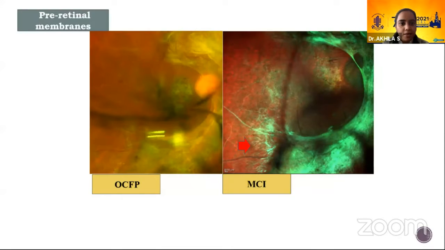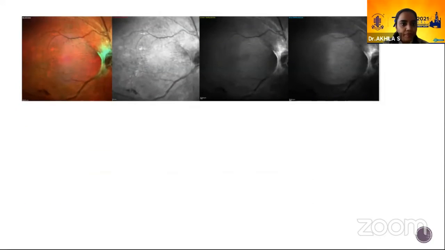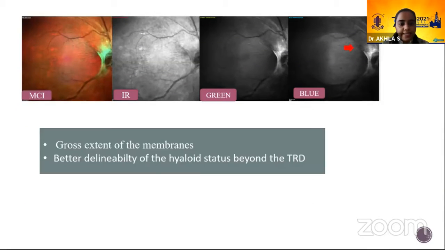We can see that the preretinal membrane on the Optos image looks like a grayish-white membrane, whereas on multicolor it has a greenish hue, which again depends on the thickness of the membrane. Also, the multicolor image gives a better resolution, and the secondary membrane details are better appreciated on multicolor as compared to the Optos image, as shown in this example. Looking at the extent of the membranes and the delineability of the hyaloid status beyond the TRD, we see that on blue image it is better appreciated as compared to green and IR.